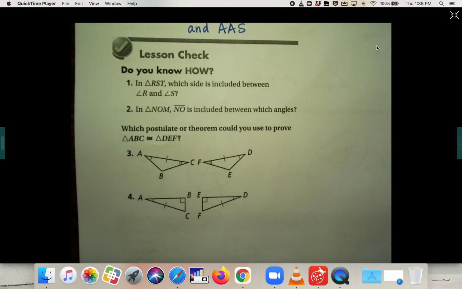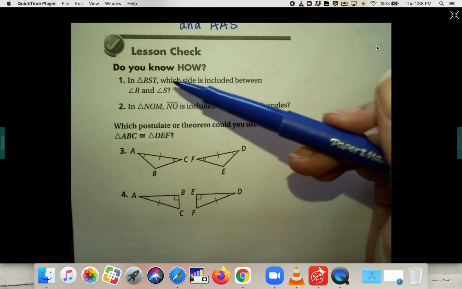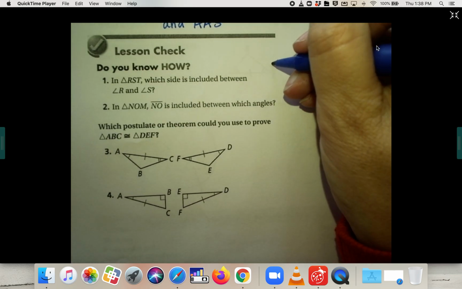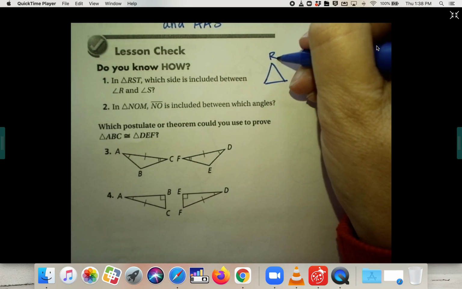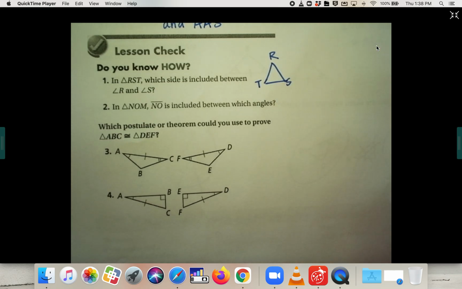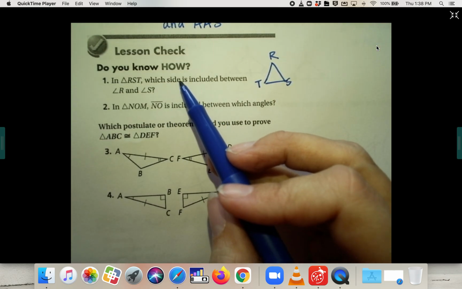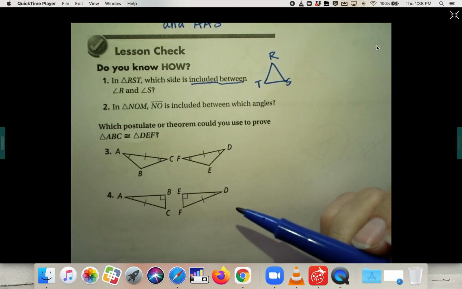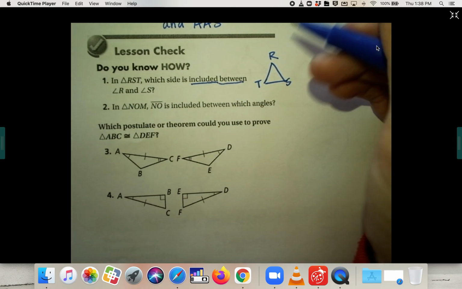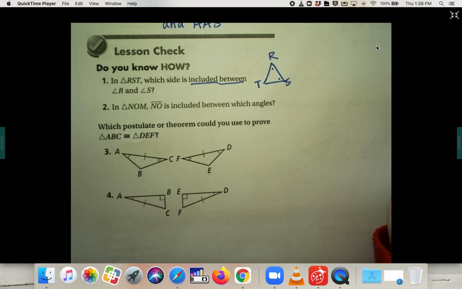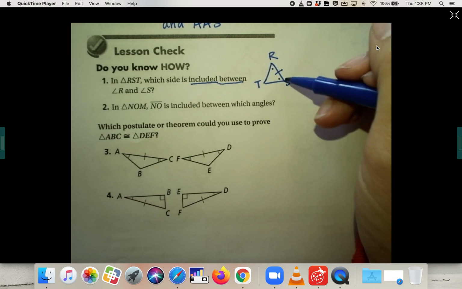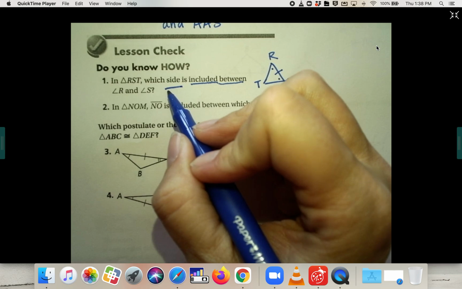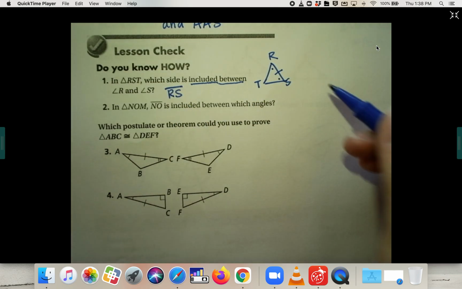All right, let's do a quick lesson check. If there was a triangle RST, let's go ahead and draw it out. It helps to see a picture. So RST. In triangle RST, which side is included? Remember, included means kind of in between angle R and angle S. So here's angle R, here's angle S. The side that's between would be side RS.